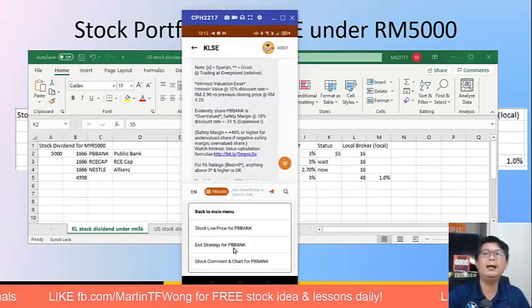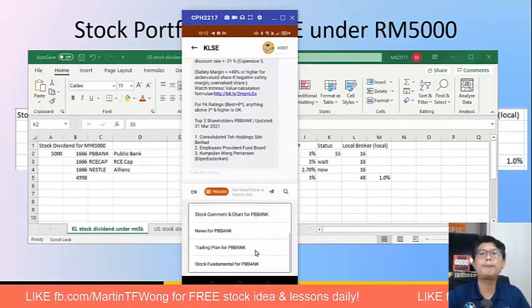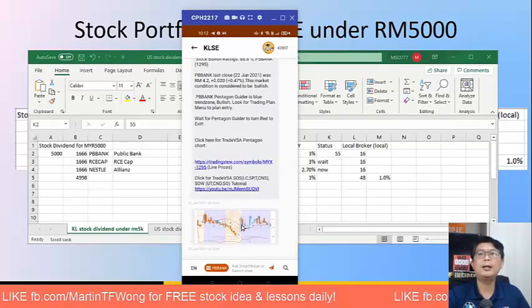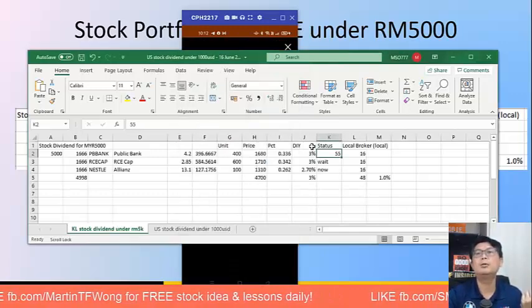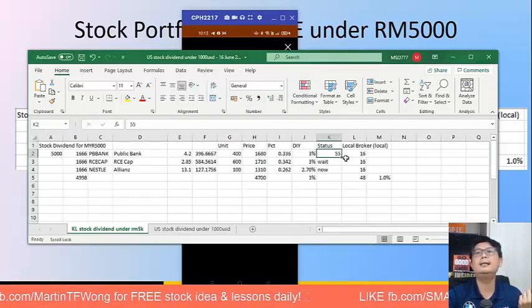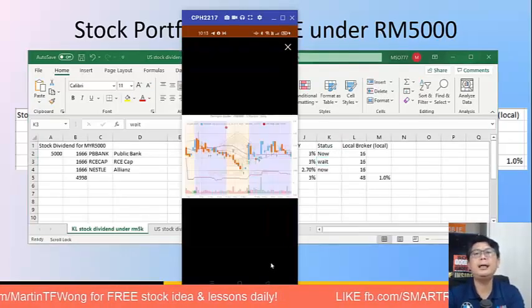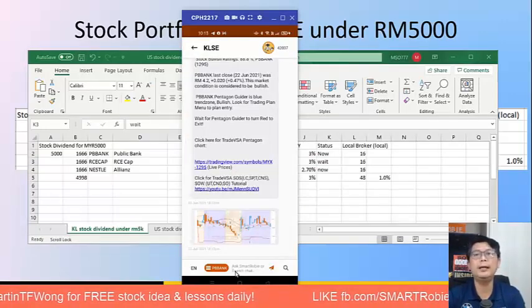Okay, let's look at Public Bank and we will look at the stock comment and looking at the chart. Right now it's green Pentagon. It's okay to buy Public Bank. So Public Bank status is now, okay, can buy now. Okay, RC Capital just had a red Pentagon, so we wait for it to drop first.